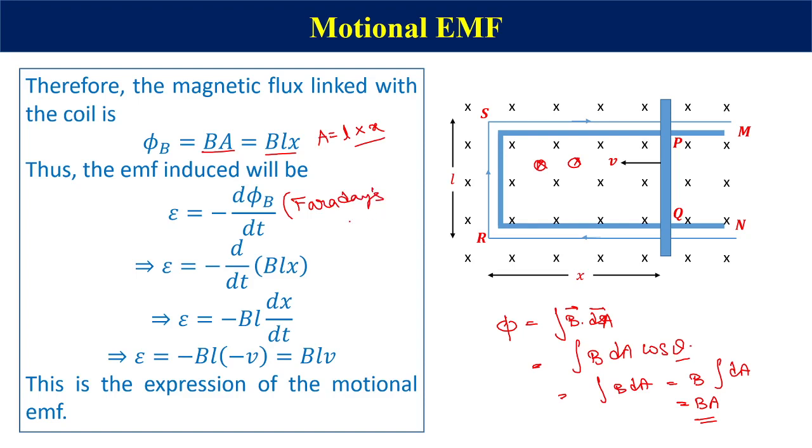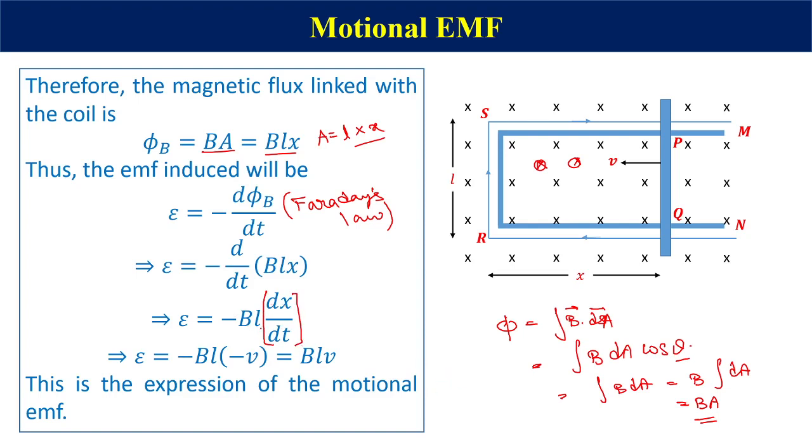So by now you have understood that Faraday's law we are applying at every step. Whenever we want to prove something in this particular chapter, Faraday's law acts as a very basic principle in our path or in our journey. So if you put this BLx in place of phi B, then you are going to get minus d/dt whole into BLx. Now B and L both are constant, so that comes out of the differentiation. So minus BL, you remain with a term dx/dt.